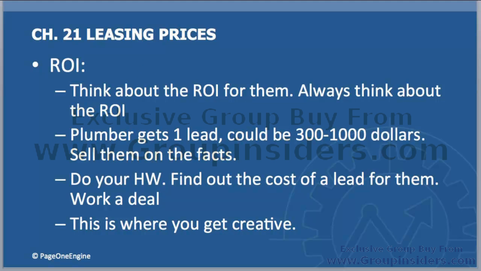Now, for ROI, always think about the ROI for them. Imagine if a plumber gets about one lead per month. That could be worth anywhere from $300 to $1,000 a month. So you really want to sell them on the facts when you're doing your sales pitch. Do your homework, find out the cost of a lead for them, and just work out a deal. This is where you've got to get creative. Remember, there's no right or wrong answer. It's just how well you can present that lead to them and how well they can see the value in what you're doing. So with that being said, thanks for watching this chapter, and I'll see you in the next.